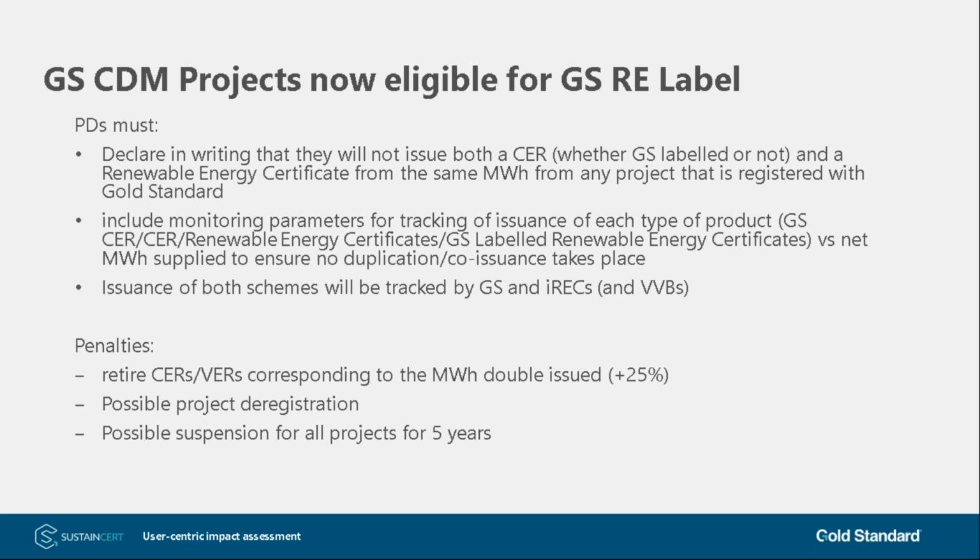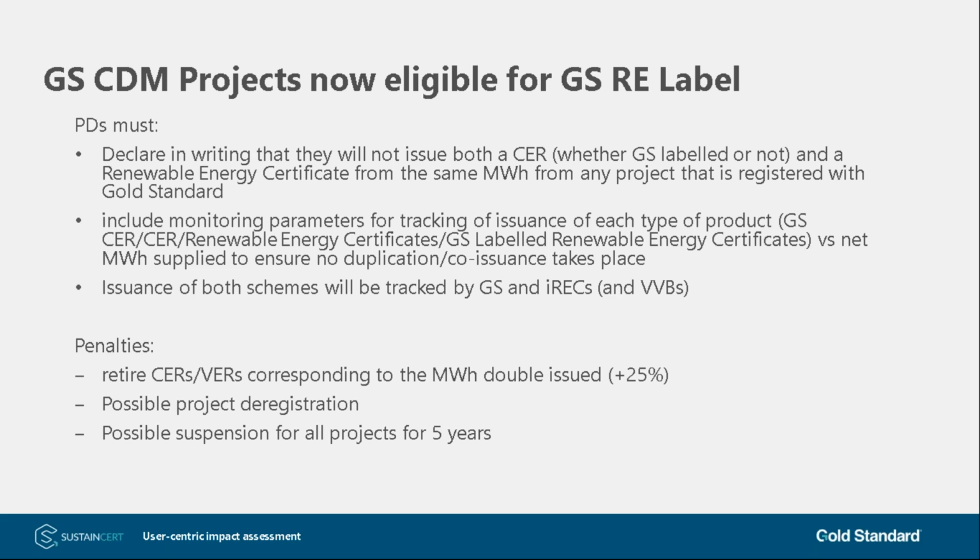energy certificate as well. And in terms of tracking, PDs need to include monitoring parameters for issuance of each type of product: Gold Standard CERs, straight CERs, renewable energy certificates, and GS labeled renewable energy certificates, versus the net megawatt hours supplied to the grid. This is just a transparency exercise to make sure that no duplication happens, and to make project developers aware that the issuance of both schemes will be tracked by GS and our partner IREX, and also VVBs. There are penalties, they're quite stiff.